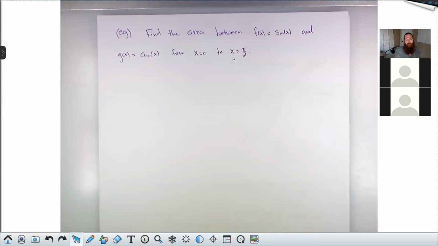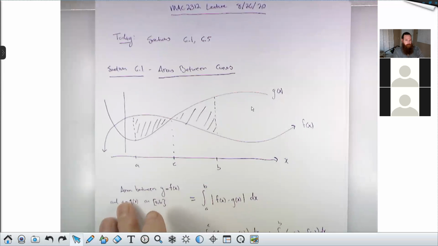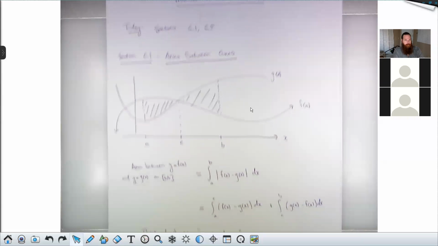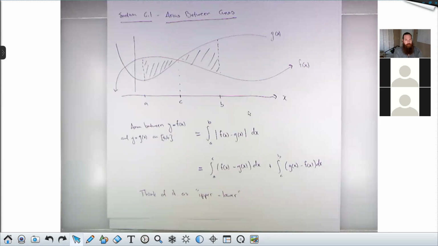Excuse me, sir. Can I take the picture of the first page? Sure. Yeah, that's the important stuff. Okay, thank you. Got it.